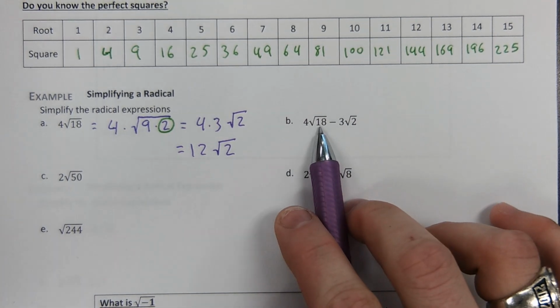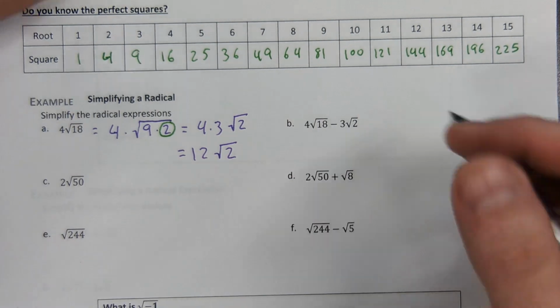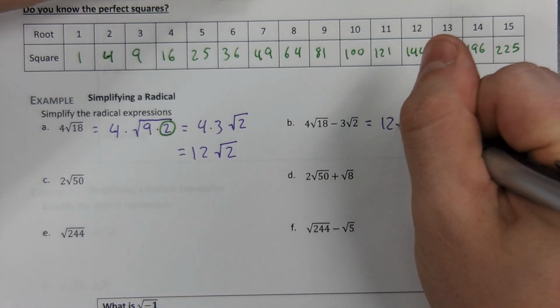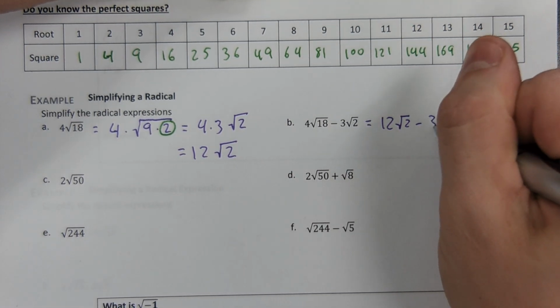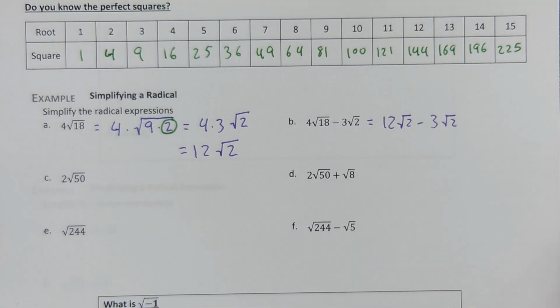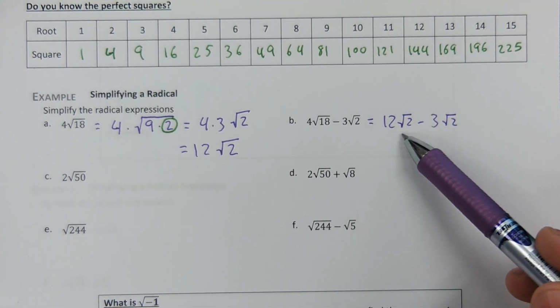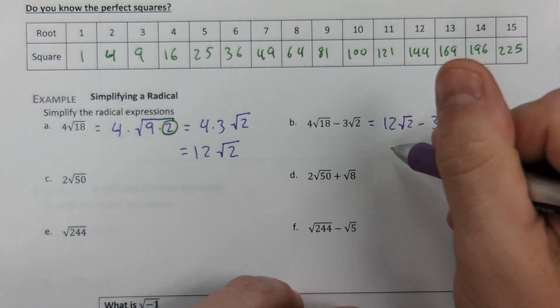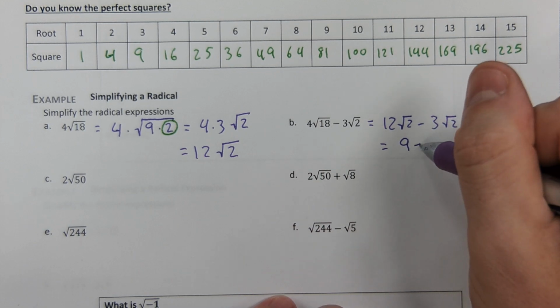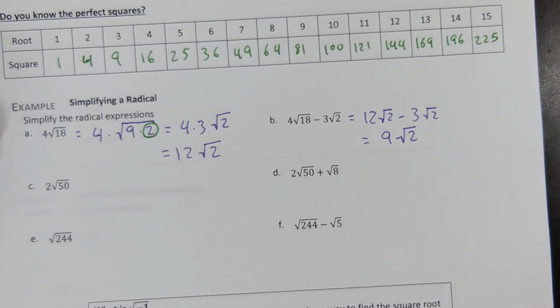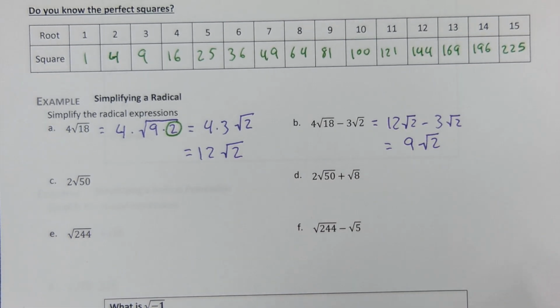So 4 root 18 we know cleans up to be 12 root 2. So this is actually 12 root 2 minus 3 root 2. And if we're treating the root 2's like objects, this could say 12 cookies minus 3 cookies, which results in 9 cookies. So there you have it. Once they are like terms, you can add and subtract all day long.